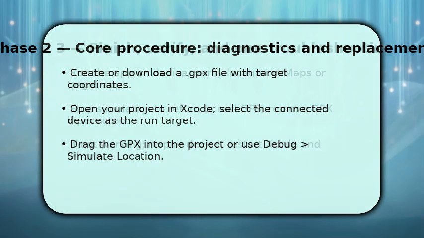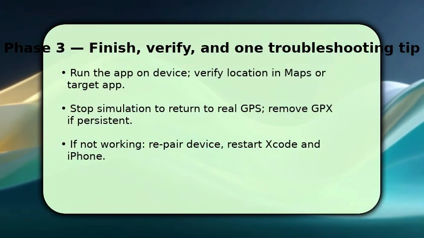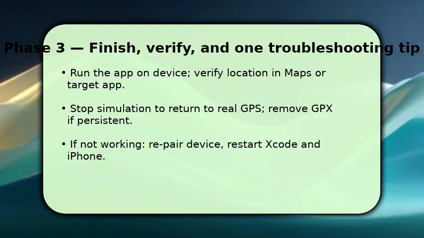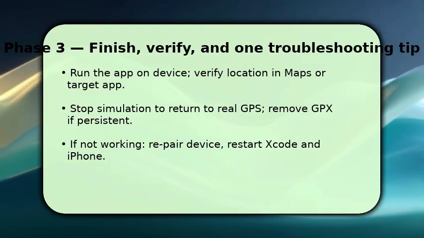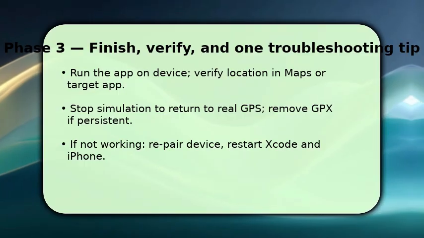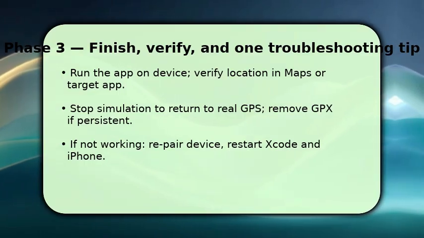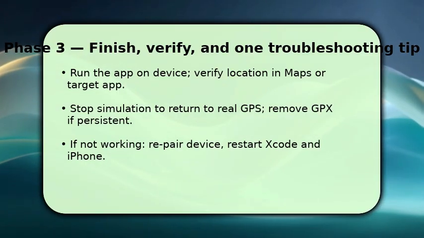Finish by running the app with the GPX selected, then open Maps or your target app to confirm the reported location. When done, stop the debug session and remove or deselect the GPX to restore normal GPS behavior.